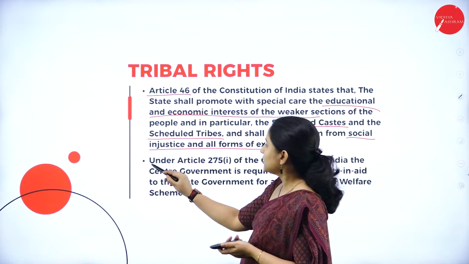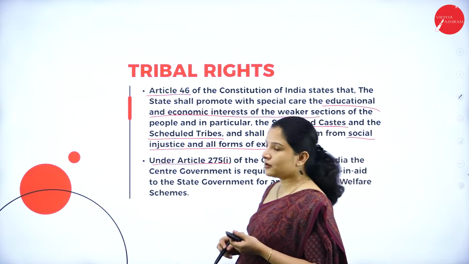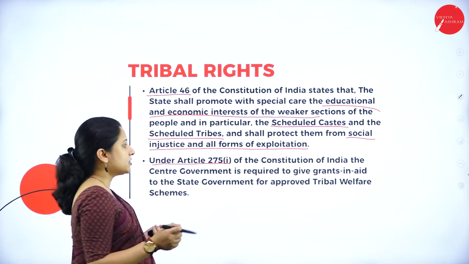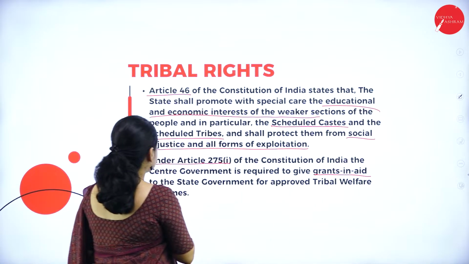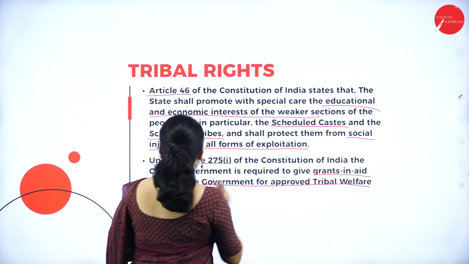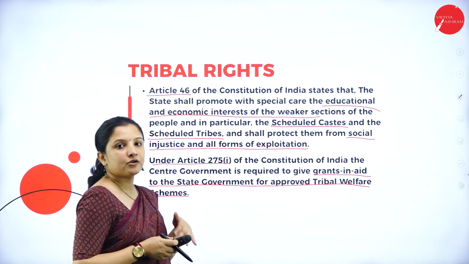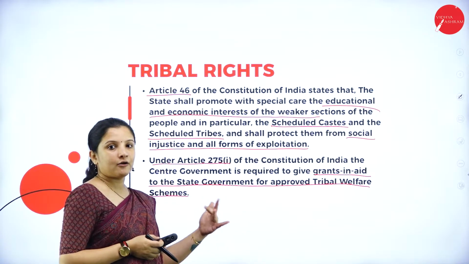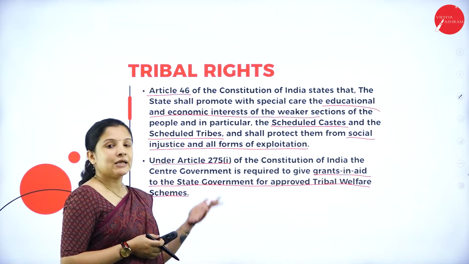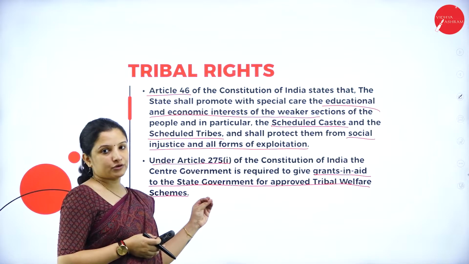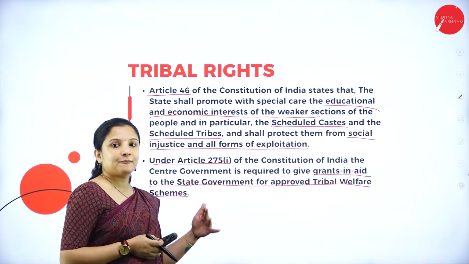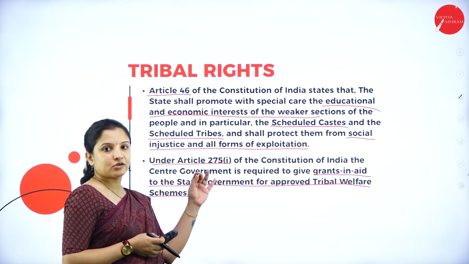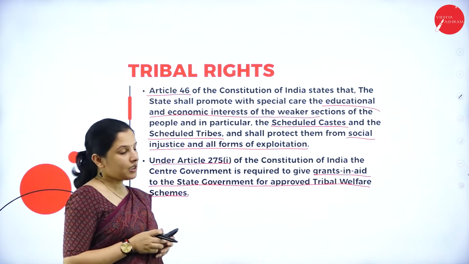Next, under Article 275 of the Constitution of India, the central government is required to grant in aid to the state government for approved tribal welfare schemes. So if the state government goes to the central government with any scheme which is meant for the welfare or upbringing of the tribal community, then the central government is not supposed to put down those schemes, and is supposed to provide grants in the form of money to the state government so that it can be used for the welfare of the tribal people.